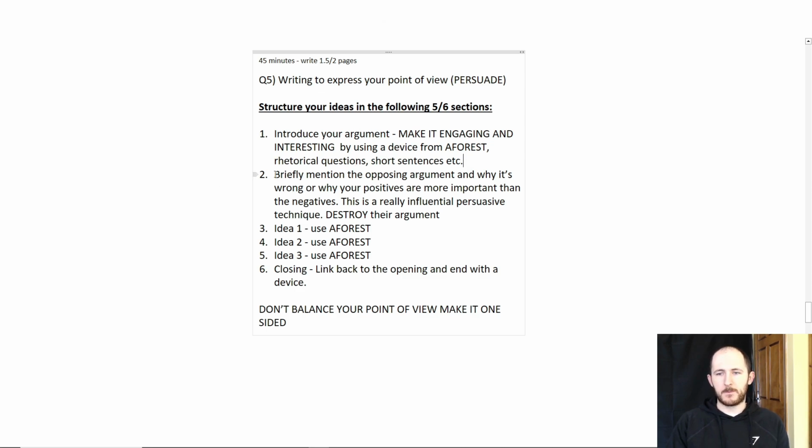And then part 2, this is a very powerful persuasive technique, so I would recommend doing it, but you don't have to, which is why I said 5 or 6. So what you're going to do is mention the opposing argument and why it's wrong or stupid, or why your positives are more important than the negatives. So you can say something like, some people may say this. So one that you could argue is, let's say it was school uniform and you're against school uniform, right? Okay, actually no, you're for school uniform.